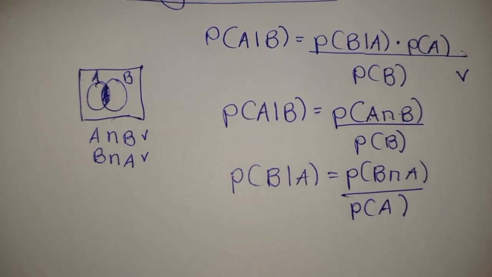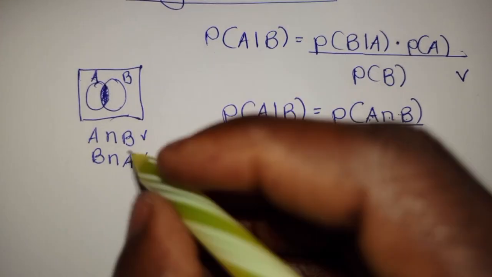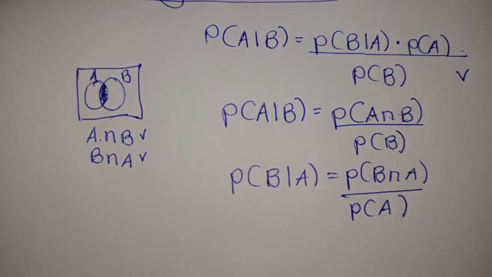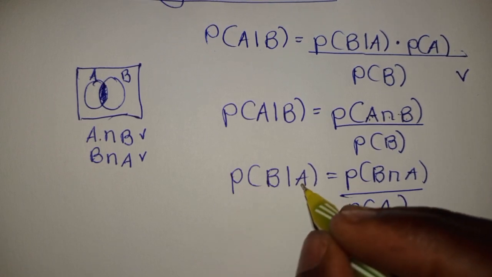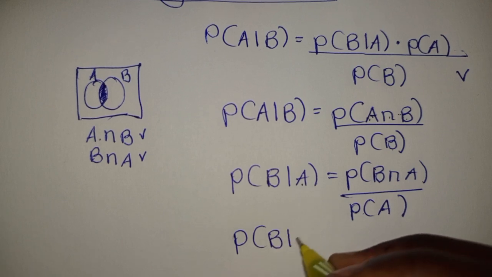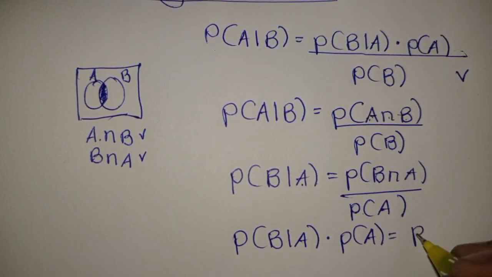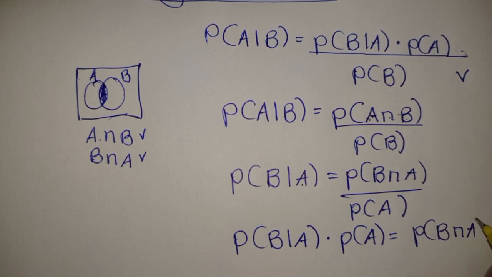Then, having known that, we know that in mathematics, A intersection B is equal to B intersection A under the commutative law of sets. Remember the commutativity of sets: B intersection A is the same as A intersection B, or B union A is the same as A union B. So what we'll do here is cross multiply. So this to that, we'll have the probability of B given A times the probability of A, and this will equal the probability of B intersection A.